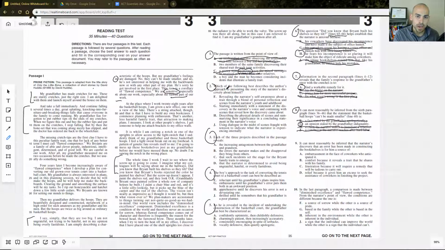And then D, a boy and the man he becomes considering incidents that illustrate a family trait. Well, I like this answer a lot because it talks about when he's a boy, that's right when he starts, right? And then when he becomes a man, because you can see here that he's building a shelf and he's worried about his coworkers. So we read that story already. So we can see that actually happens. And so there's direct text supporting this.